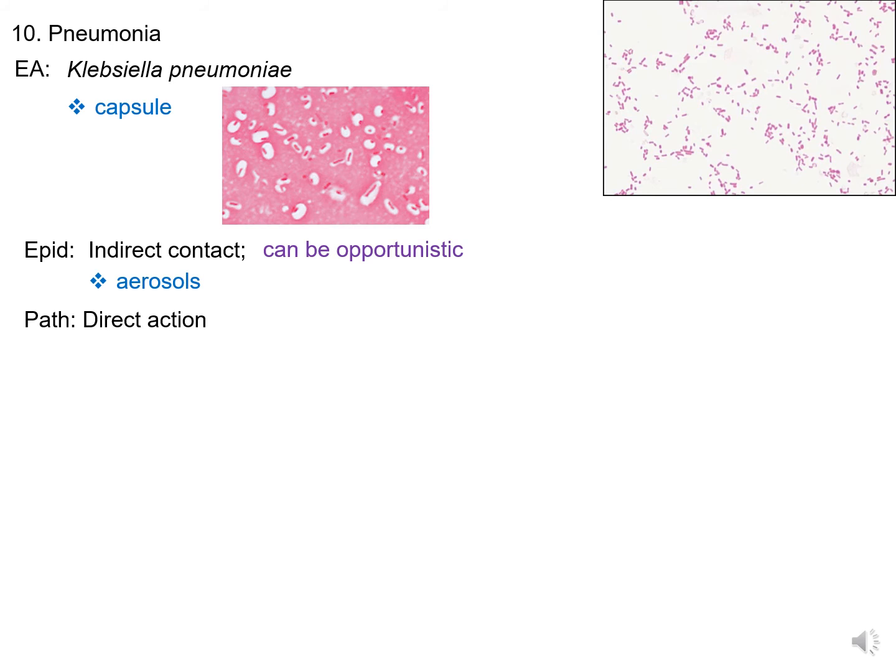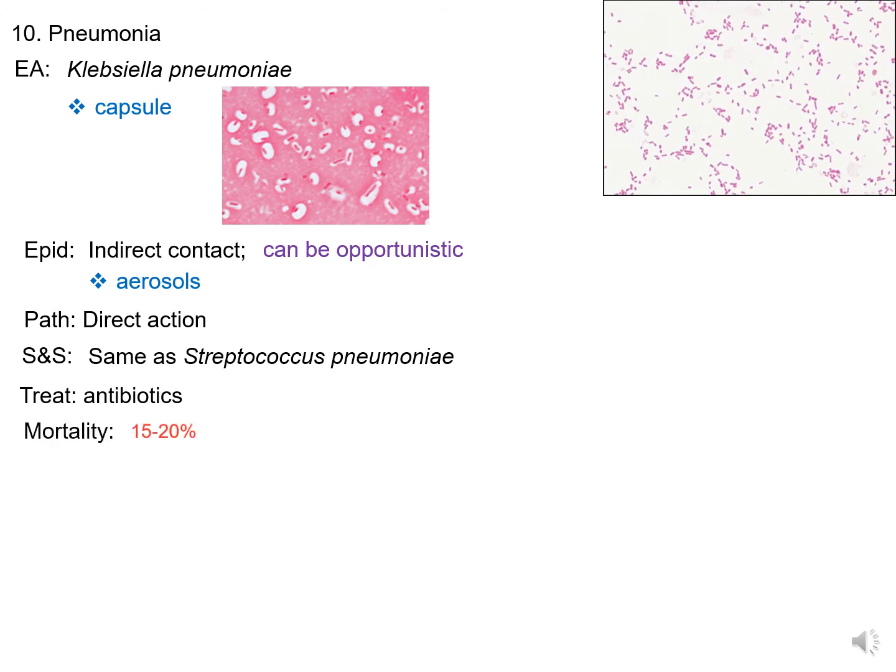Pathogenesis will be direct action, as all pneumonia is, and we will see the same signs and symptoms as we saw with strep. The difference is that with this, the mortality rate is higher. Now we'll get into why. With this mortality rate, as you can see, 15 to 20%, the reason for that is because of who it affects.